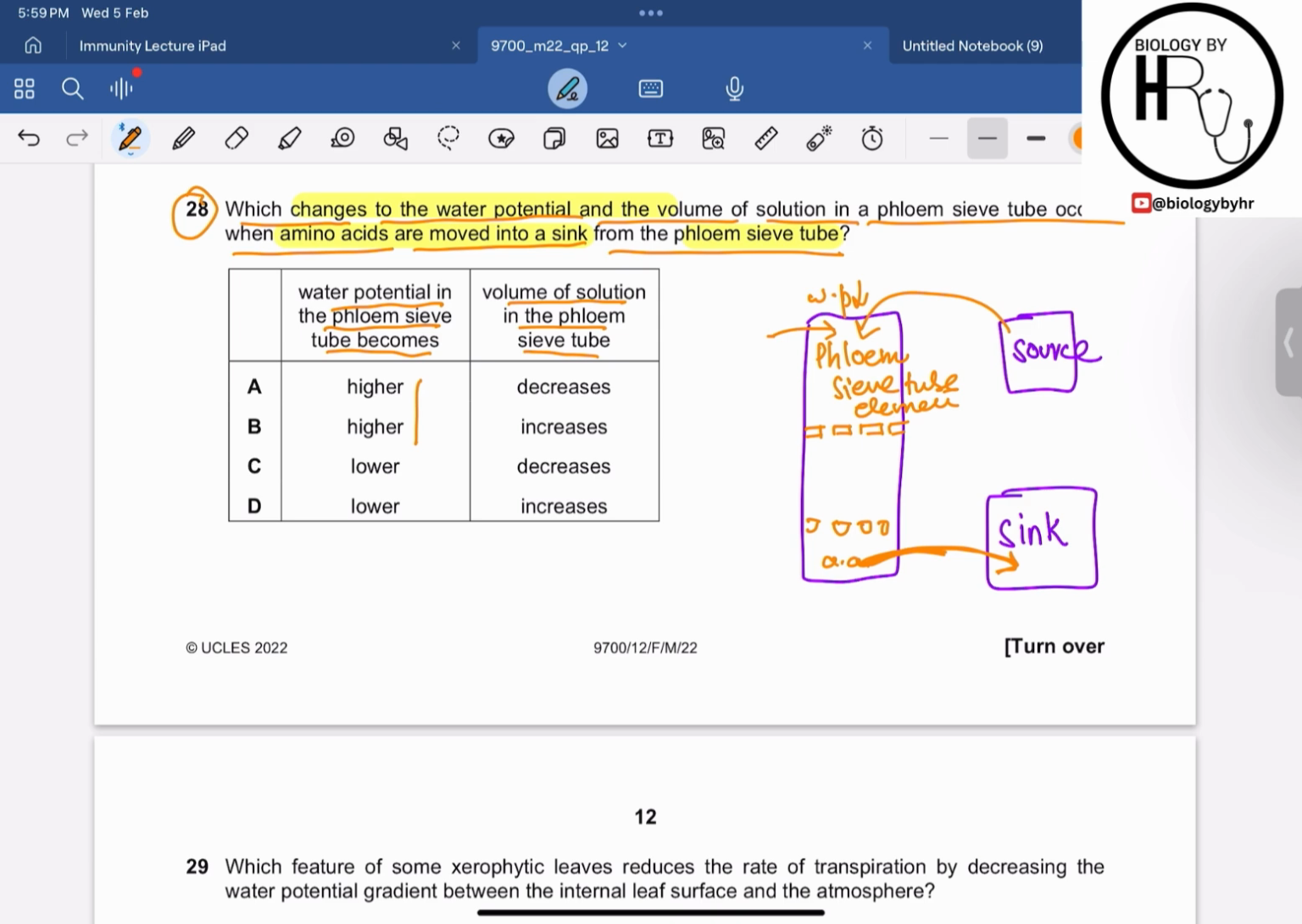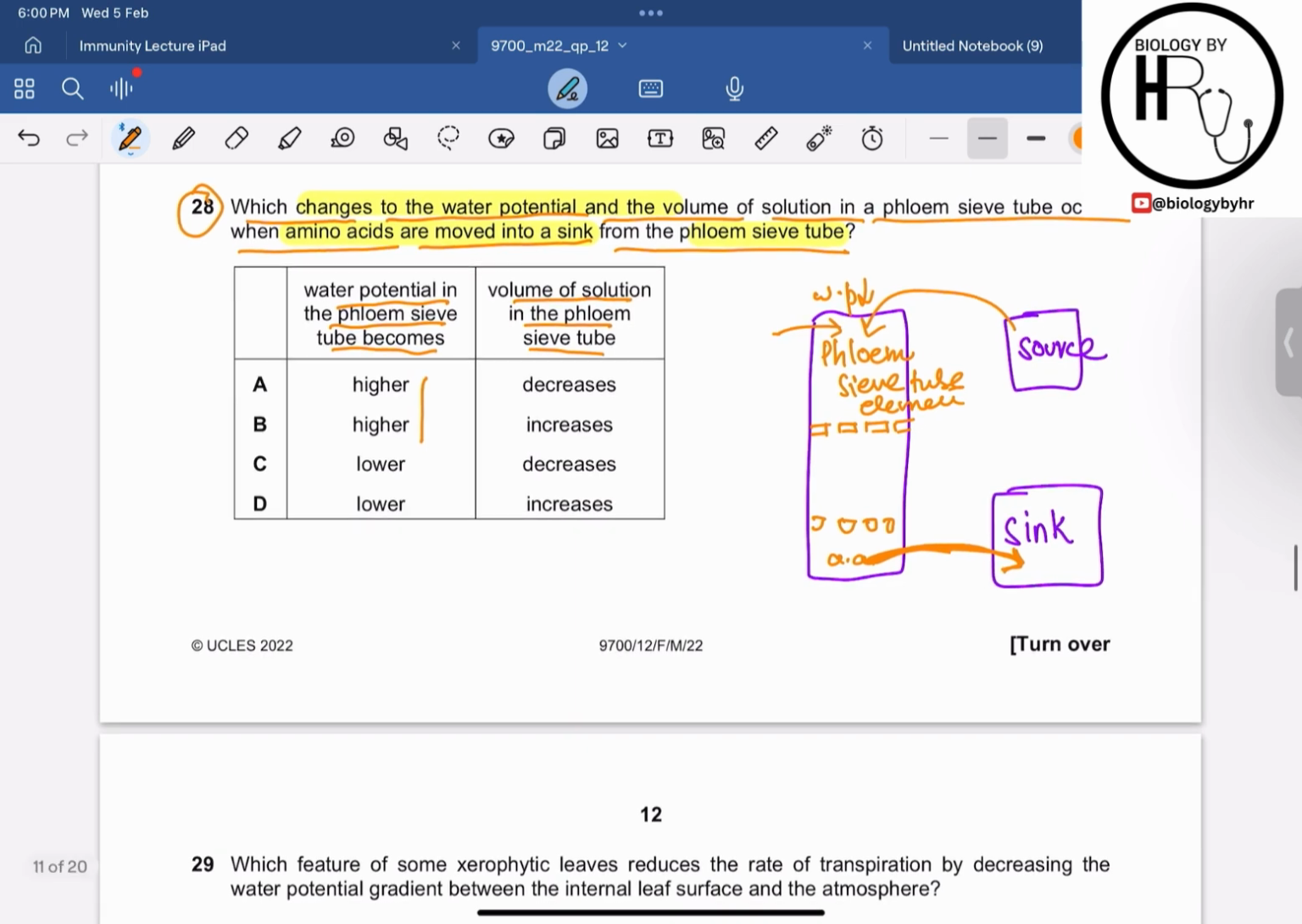And then what will happen over here at the sink, the phloem sieve tube elements at the sink, when the amino acid is loaded into the sink, this will reduce the solute concentration in the phloem, and as the solute concentration in the phloem decreases, the water potential will increase, right?